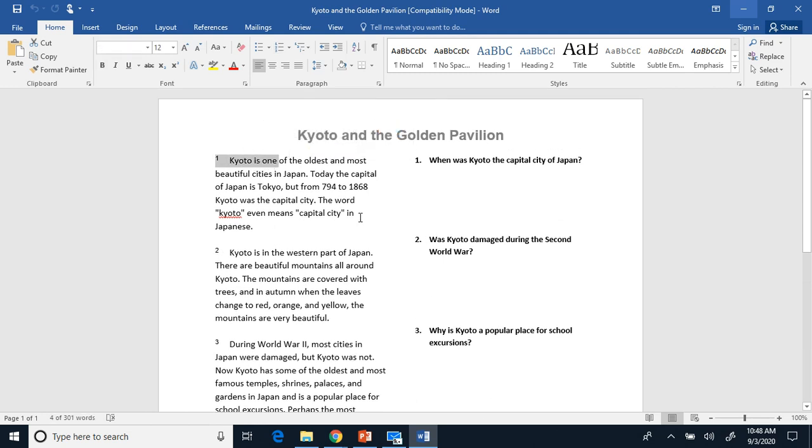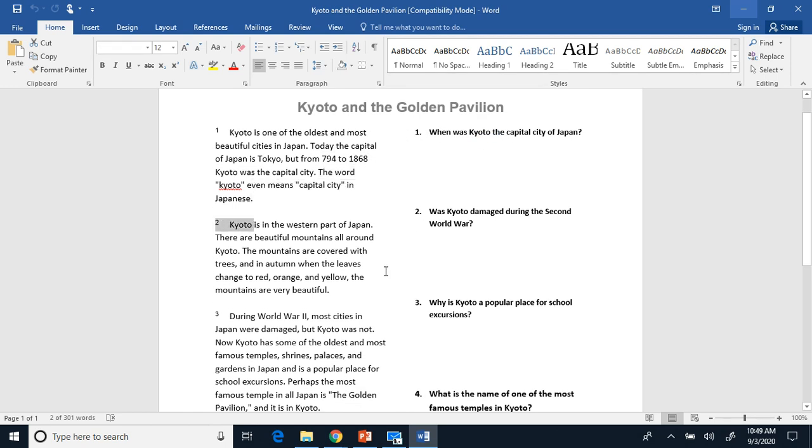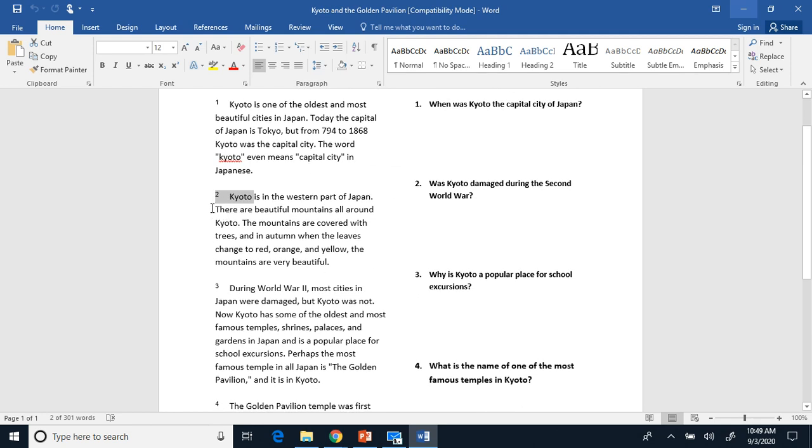Kyoto is one of the oldest and most beautiful cities in Japan. Today, the capital of Japan is Tokyo, but from 1794 to 1868, Kyoto was the capital city. The word Kyoto even means capital city in Japanese. Kyoto is in the western part of Japan. There are beautiful mountains all around Kyoto.